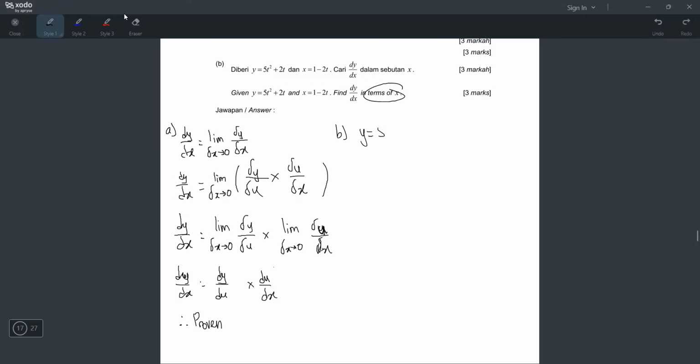So y equals 5t squared plus 2t. So I think you know what my plan is already, right? You see the t, I open bracket. You know why? Because my plan is to find t from here first, so that I can get an equation y in terms of x. But how do I find this?